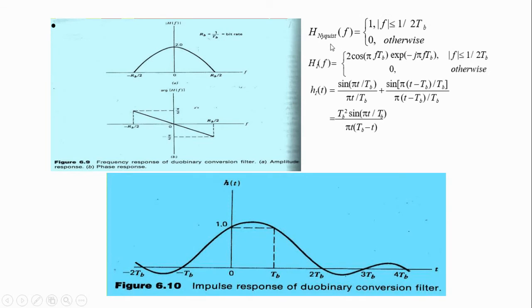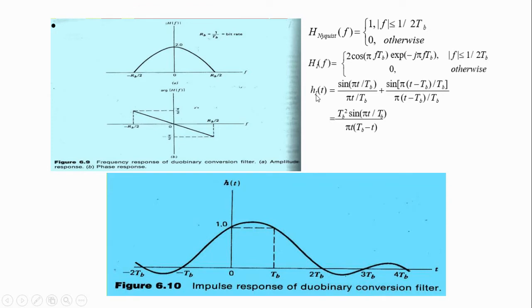And then this is the Nyquist function. The Nyquist function is H Nyquist equal to 1 for modulus of f less than or equal to 1 divided by 2Tb, 0 otherwise. We substitute H Nyquist: H of f is equal to 2 cos of pi f Tb exponential of minus j pi f Tb for the interval modulus of f less than or equal to 1 by 2Tb, and it is 0 otherwise. And h of t, this is the time domain function.